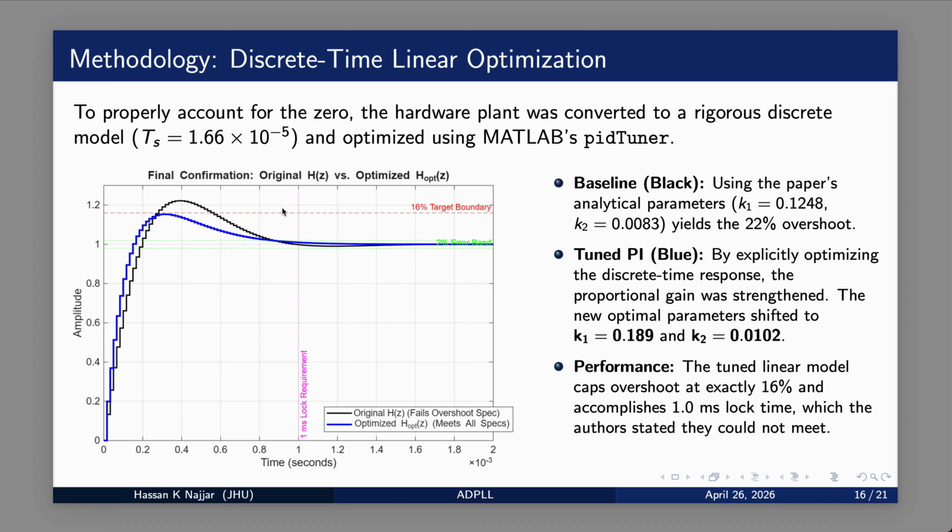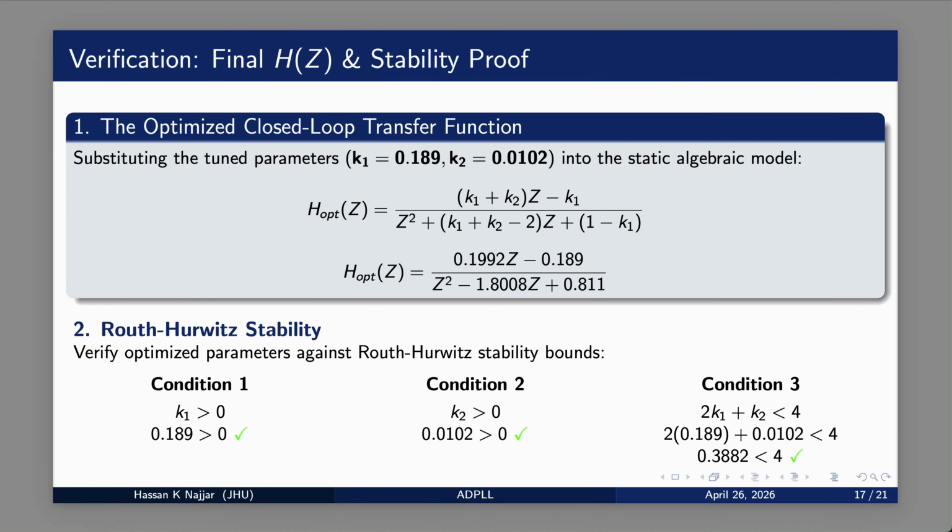In the resulting comparison, shown on the left-hand side figure, the baseline design shows about 22% overshoot, while the tuned model reaches the 16% overshoot target with roughly 1 millisecond lock time. This slide serves to verify the new gain values are well within the corrected Routh-Hurwitz stability conditions.